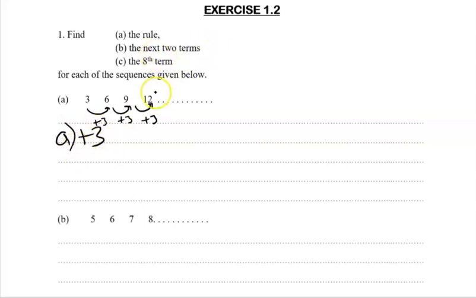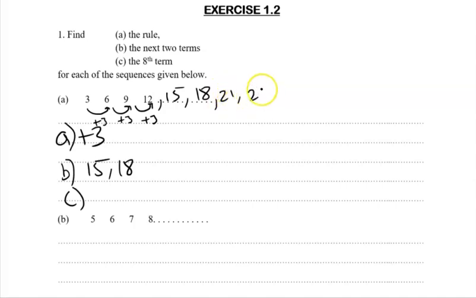So in this case the rule is just plus 3. Now we need to work out the next 2 terms. If we're adding 3 each time, so 12 add 3 is going to give us 15, and add 3 again, 18. So question B is going to be 15 and 18. Now question C says work out the 8th term. Now here we have 1, 2, 3, 4, 5, 6. 6 terms. So let's add 3 again. We're going to get 21. Then we get 24. The 8th term is 24.